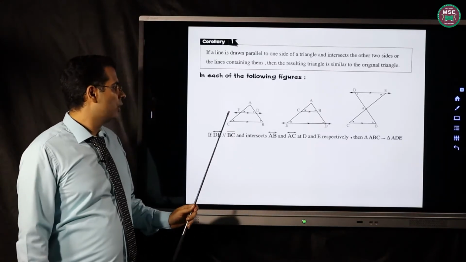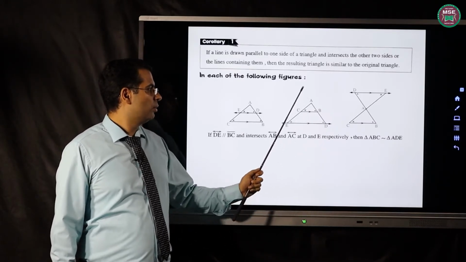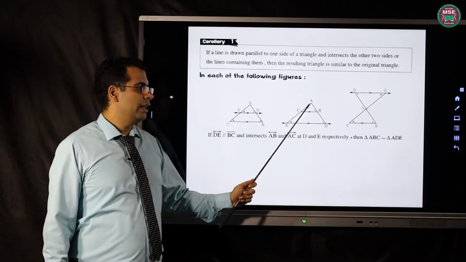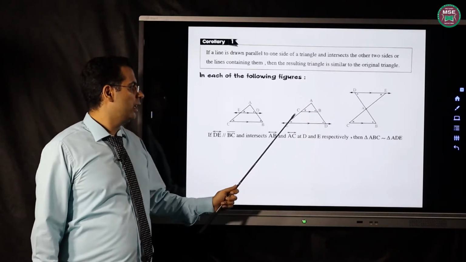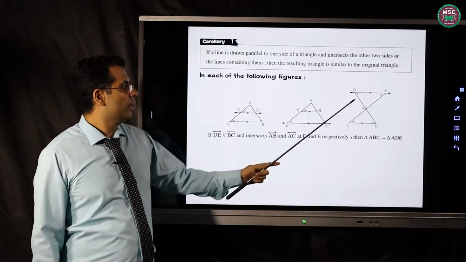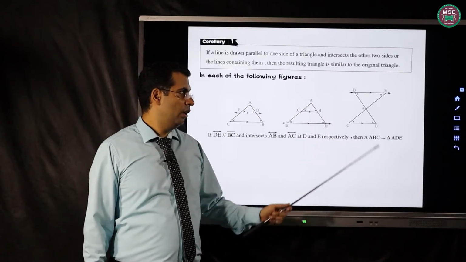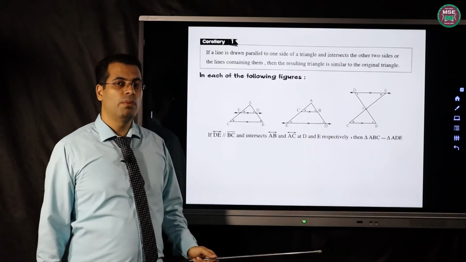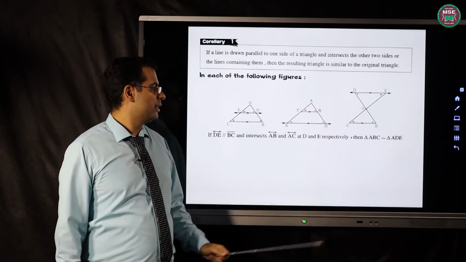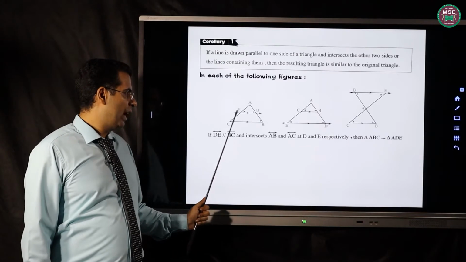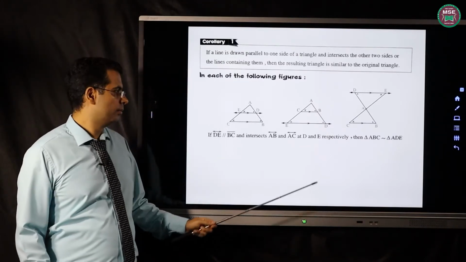Okay? If I draw DE outside the triangle, also triangle ABC is similar to triangle ADE. Angle A is a common angle. D equals ABC, corresponding angles, and E equals ACB. Here, measure of angle E equals C, alternate angles. B equals D, alternate angles. And we have vertically opposite angles, DAE with measure of angle BAC. Therefore, if we have parallel lines inside the triangle, then we have two similar triangles.